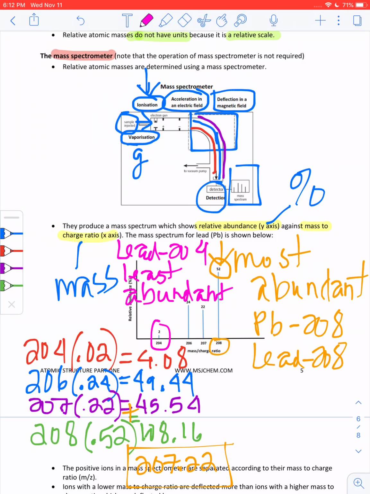And another thing I want to point out is look at our most and least abundant. If we look, the most abundant was this 208, and look at the average. It's really close to that. If you look at all the numbers, we got 204, 206, 207, but because 208 had 52%, it caused the average to be above that 207. And so a lot of times your most abundant isotope will cause your average to change more because that has a bigger effect on it, okay? Just like how, on your grades, the ones that count for the higher percentage will have a more effect.